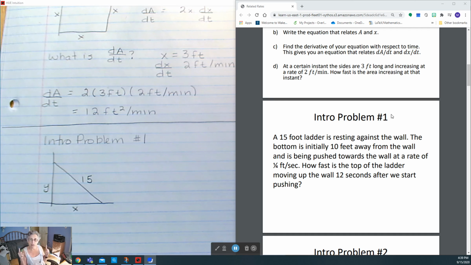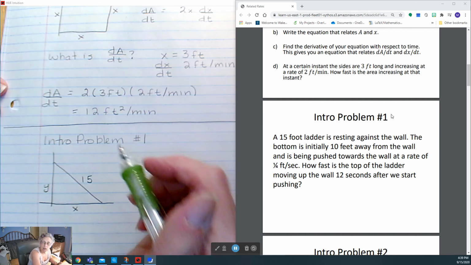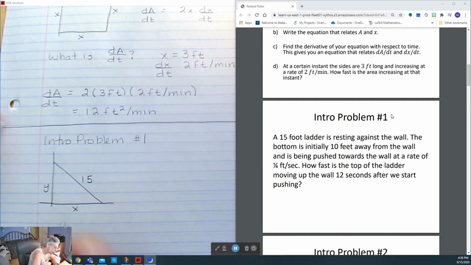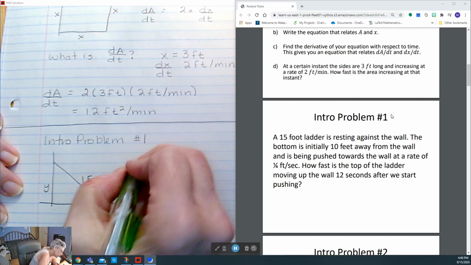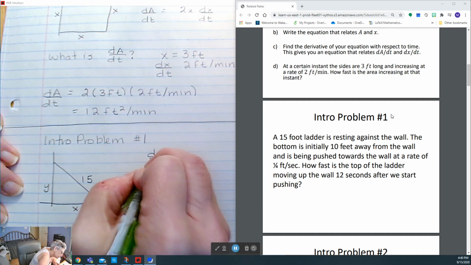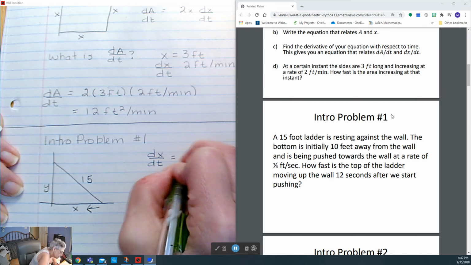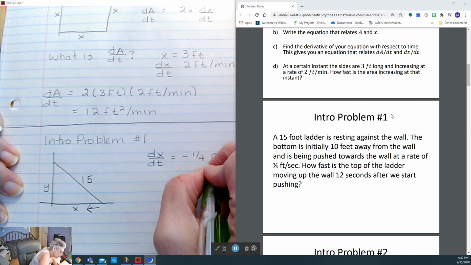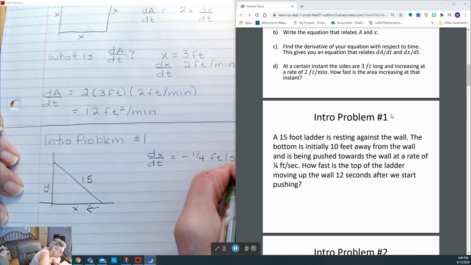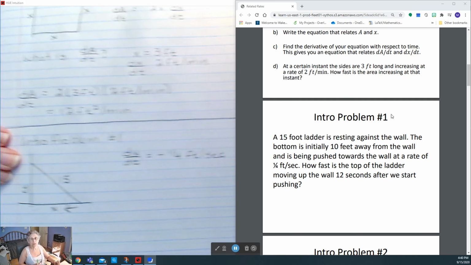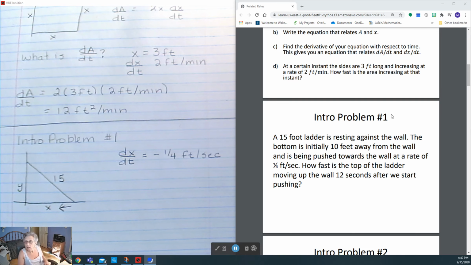So I see a rate. It says that being pushed towards the wall, that means it's going this way. So x is getting smaller. dx/dt is minus 1/4 foot per second. And initially we're 10 feet away. How fast is the top of the ladder moving up the wall?